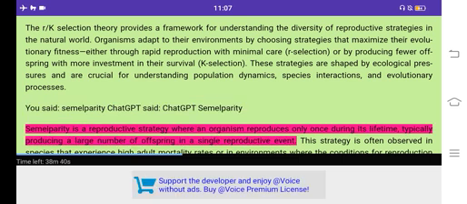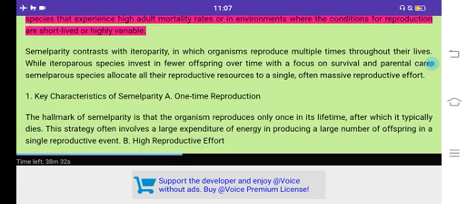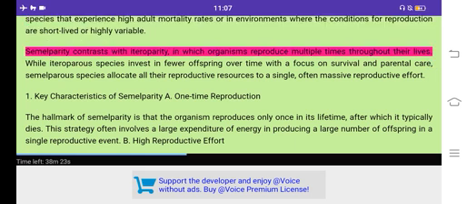Semelparity is a reproductive strategy where an organism reproduces only once during its lifetime, typically producing a large number of offspring in a single reproductive event. This strategy is often observed in species that experience high adult mortality rates or in environments where the conditions for reproduction are short-lived or highly variable.